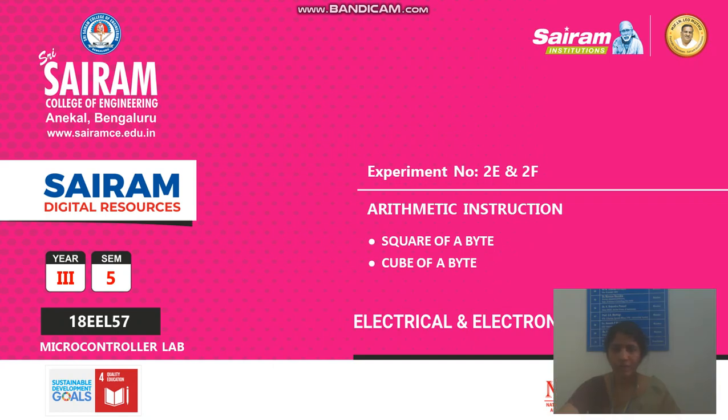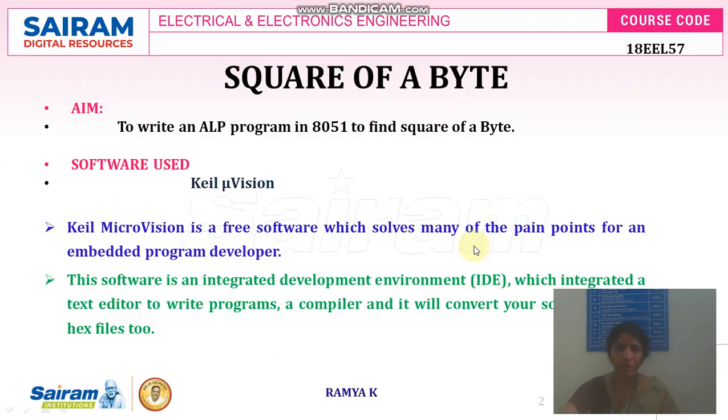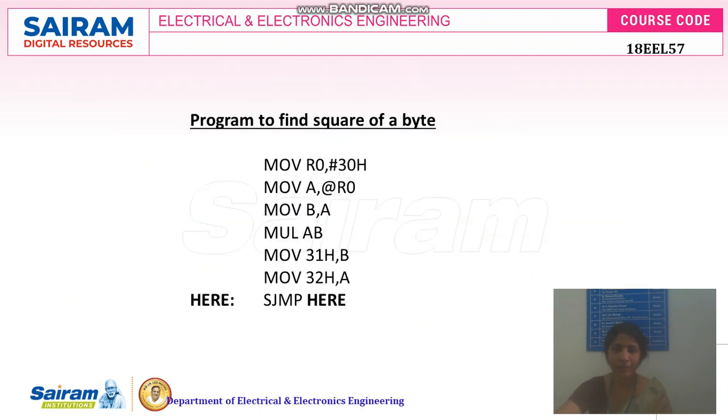Good morning students. The last part of our second experiment is finding the square and cube of a byte of a number. Here we need to write an assembly language program in 8051 to find the square of a byte of a number as the first part. For this the Keil software is used, and it is open source software. You can download it from the internet and it is a very good platform that reduces the pain of the embedded program developer.